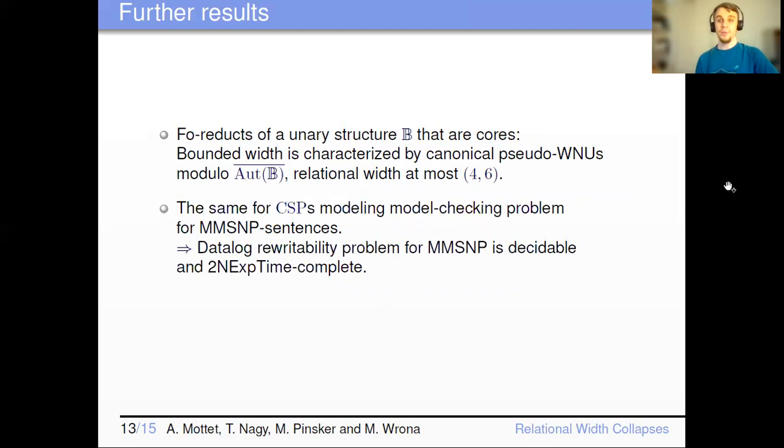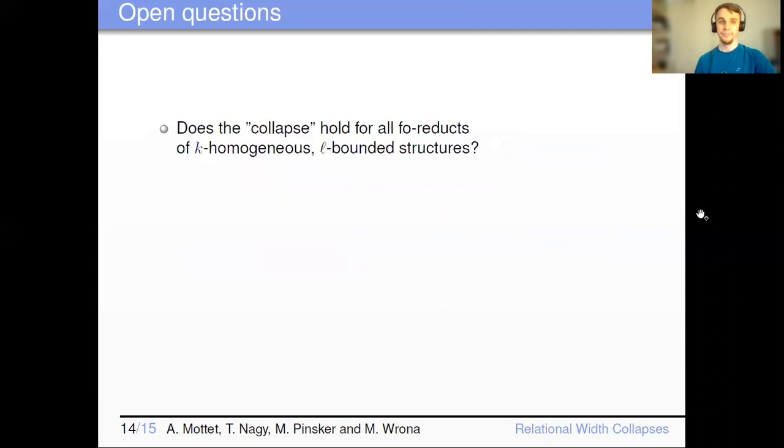And the same we are able to prove for CSPs modeling the model checking problem for MMSNP sentences. What is interesting is that it follows that the Datalog rewritability problem for MMSNP is decidable, and this problem is 2NEXPTIME-complete, which also answers a question that was asked several times before in the literature. And finally, of course, we were able to prove something, but there are still many open questions, and maybe even more after this.